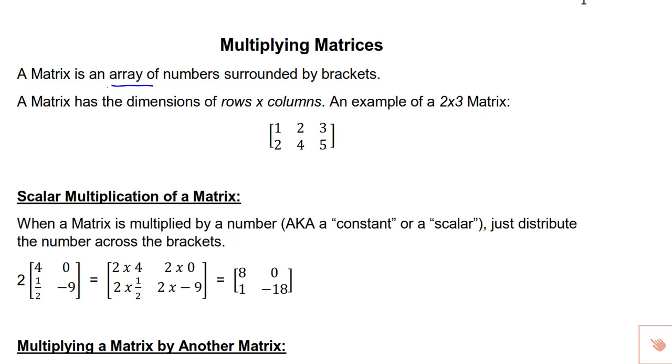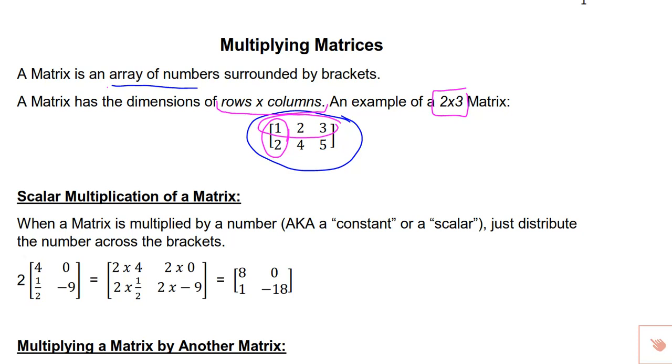A matrix is an array of numbers surrounded by brackets. An example of a matrix would be the one I circled here in blue. We define matrices by their dimensions, which are the number of rows by the number of columns. For instance, in this matrix, I have 2 rows and 3 columns, so we call this a 2 by 3 matrix. Identifying the dimensions of the matrix is really important when we're dealing with adding, subtracting, multiplying, as you will soon see.